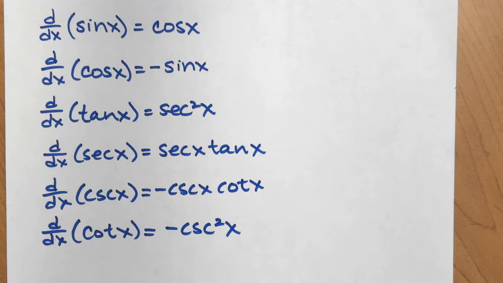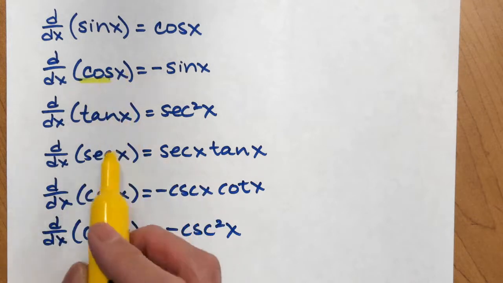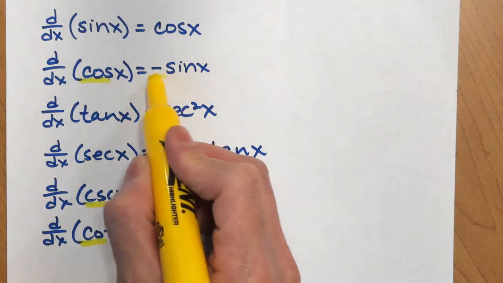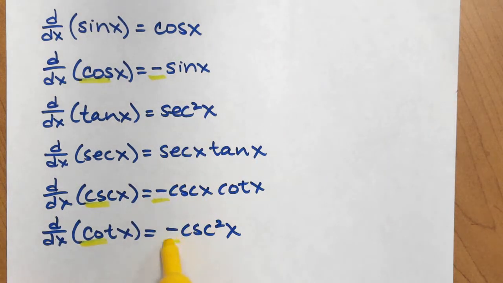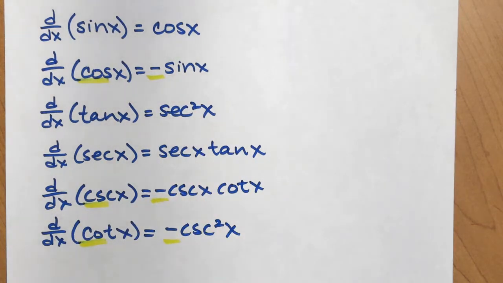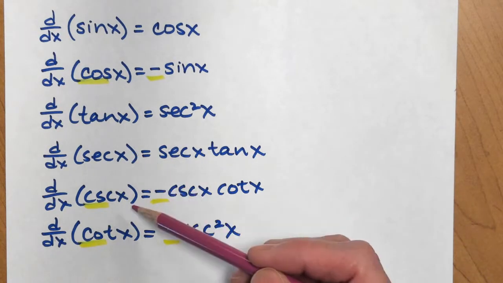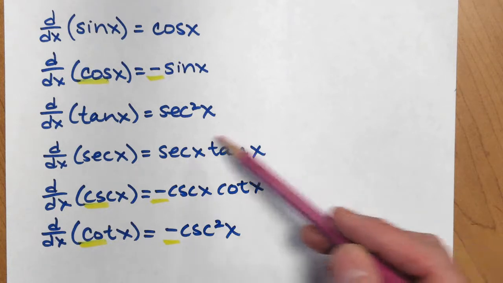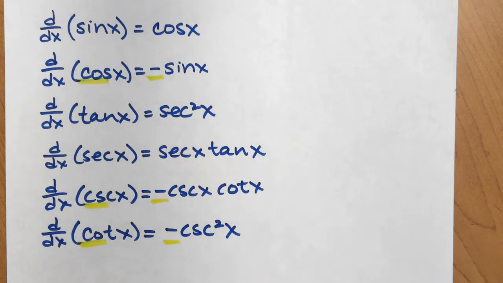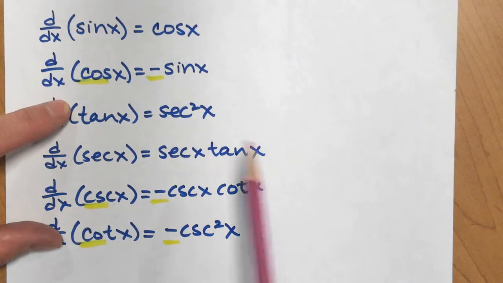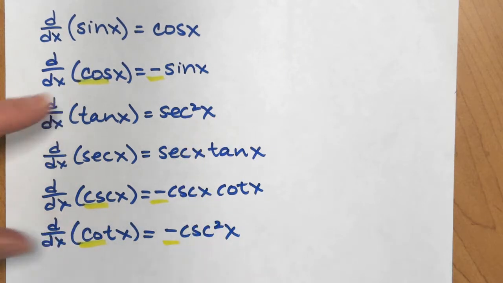So just a couple of things you can make note of. All of the co-functions, cosine, cosecant, cotangent, their derivatives are negative. Another thing that helps me remember some of the derivatives are just patterns. Secant and cosecant have a similarly formatted derivative, right? Secant, tangent, cosecant, cotangent. Cotangent and tangent also have sort of similarly formatted derivatives.